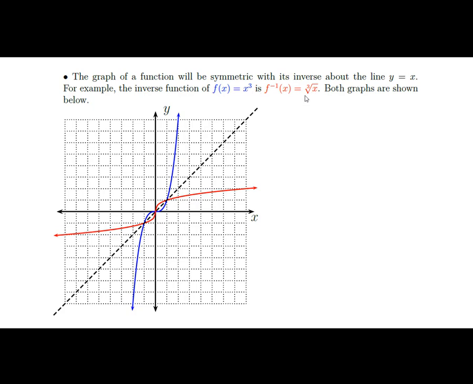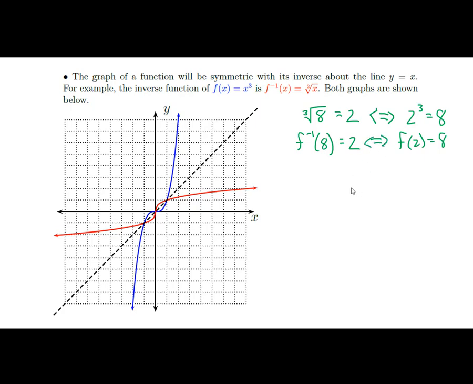You can see how, for example, if I take the cube root of 8, I get 2. Why is that? Because if I take 2 cubed, I get 8. So you can see this idea: f inverse of 8 is equal to 2, and f of 2 equals 8.